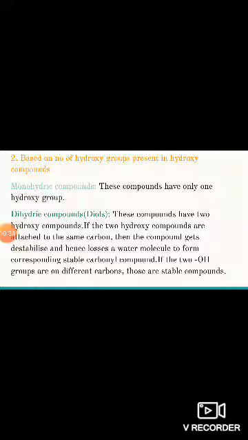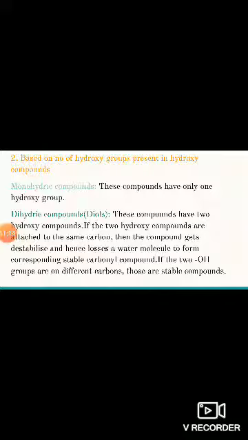Next, classification of hydroxy compounds. The first parameter is based on the nature of the R in ROH. The second parameter to classify hydroxy compounds is the number of hydroxy groups present in a given hydroxy compound. Based on the number of hydroxy groups present in a given compound, the compounds are classified into different types.